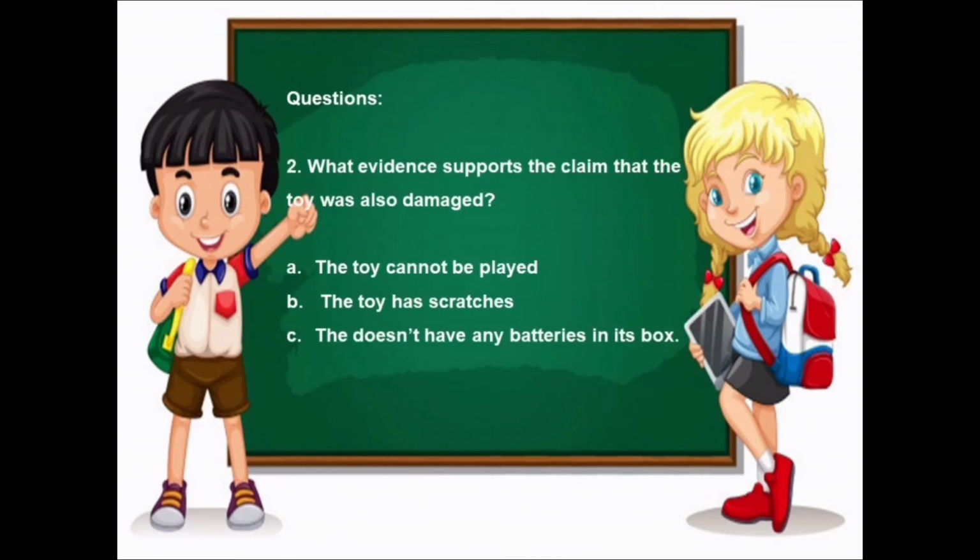What evidence supports the claim that the toy was also damaged? A. The toy cannot be played. B. The toy has scratches. Or C. The toy doesn't have any batteries in the box. The answer is right, letter A. The toy cannot be played.